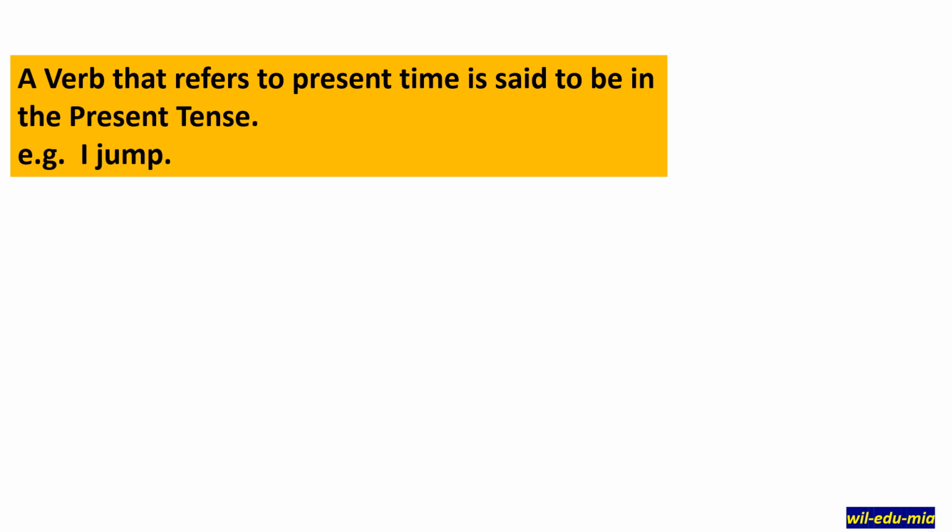Now what is present tense? A verb that refers to present time is said to be in the present tense. For example, I jump, I go to school every day.